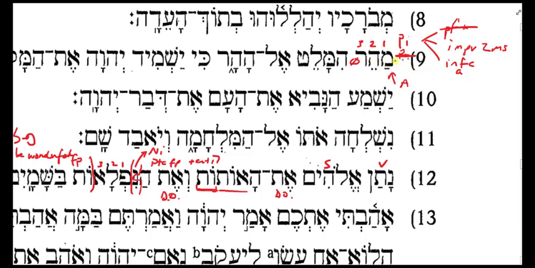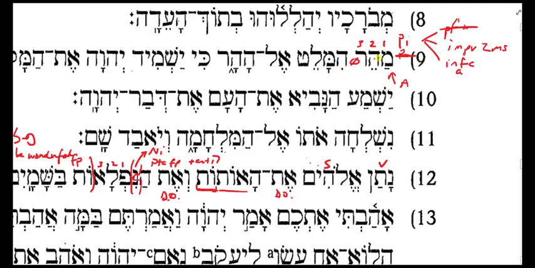And what does the PL of mahar mean? To do what? To hurry, to make haste. So translating this as an imperative to a singular man, it would be hurry up, make haste. Okay?